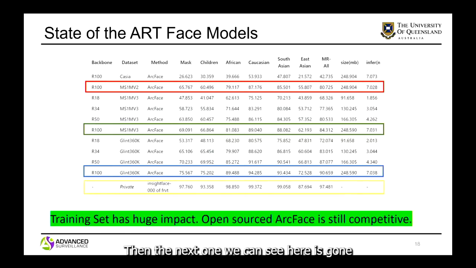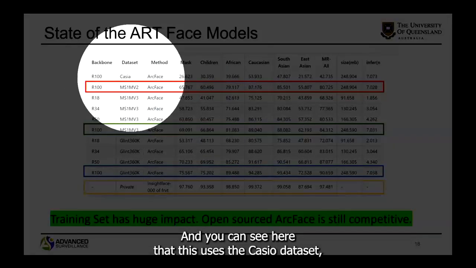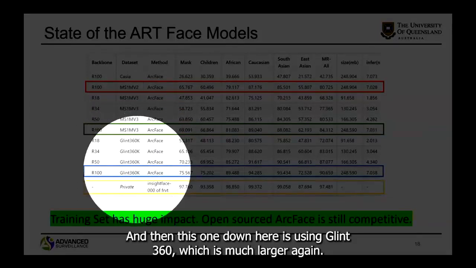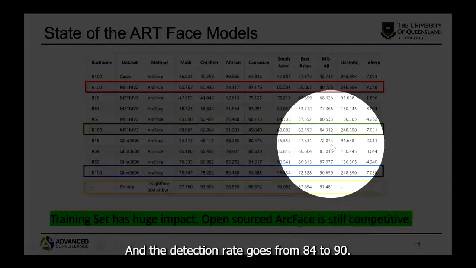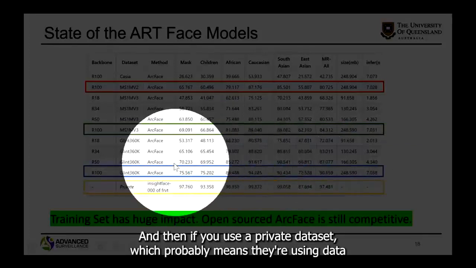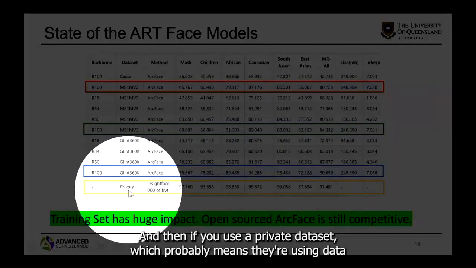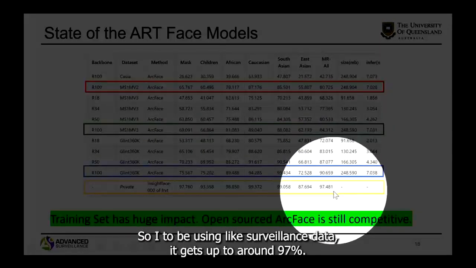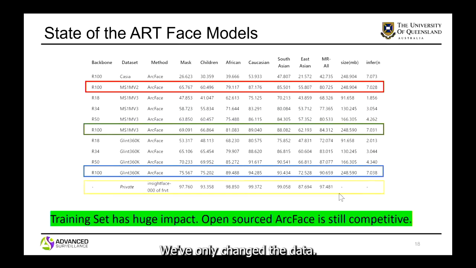Then the next one has gone from 80 to 84, which is actually a big improvement, because remember it's the error rate we're worried about, so it's quite a big drop in error rate. And what's the difference? The difference is the data set. This one uses the CASIA data set, which is a Chinese data set. This uses a much larger data set. And this one down here is using Glint 360, which is much larger again, and the detection rate goes from 84 to 90. And then if you use a private data set, which probably means they're using data they're not supposed to be using, like surveillance data, it gets up to around 97%. But we haven't changed the algorithm. We've only changed the data.